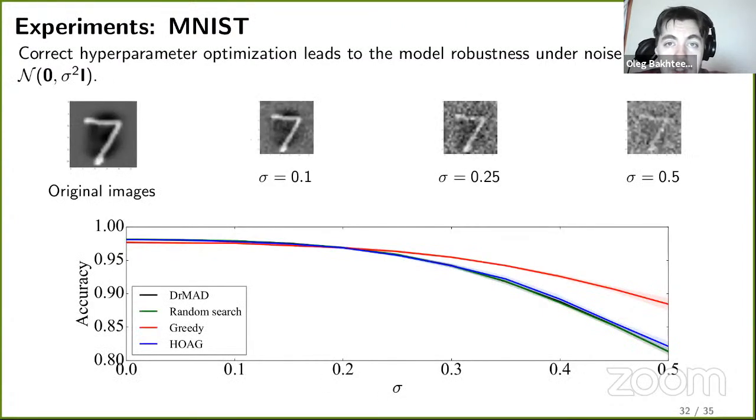For the noise in the dataset, we considered the following experiment. We used the MNIST dataset and tried to optimize our hyperparameters to maximize the evidence lower bound. As we can see, different algorithms obtain different quality and, moreover, different robustness to the noise in this data. So we can conclude that correct hyperparameter optimization leads to model robustness under the noise.